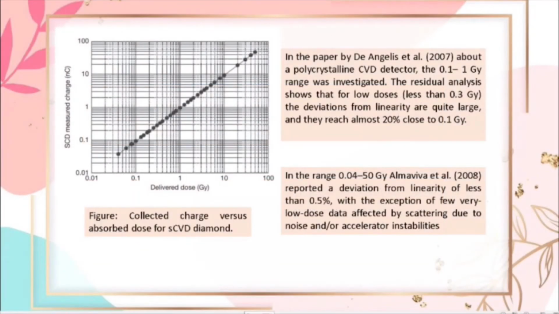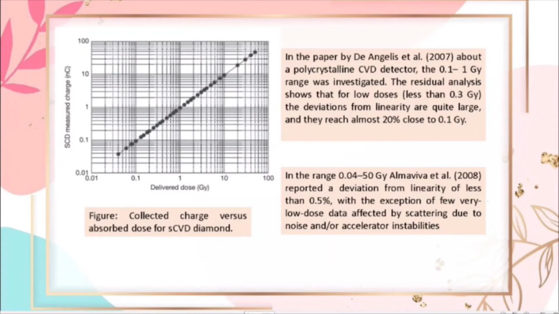In the paper by De Angelis et al. 2007 about a polycrystalline CVD detector, the 0.1 to 1 gray range was investigated. The residual analysis shows that for low doses less than 0.3 gray, the deviations from linearity are quite large and they reach almost 20% close to 0.1 gray. This was attributed to the non-optimal dynamic response of the device, which takes a few seconds to reach the steady state, which is the equilibrium current.